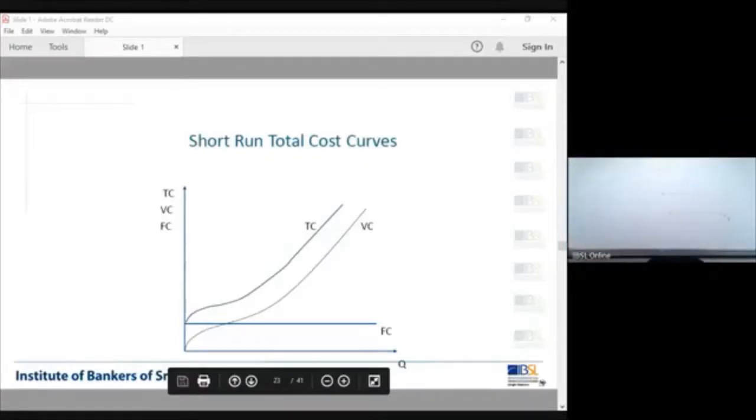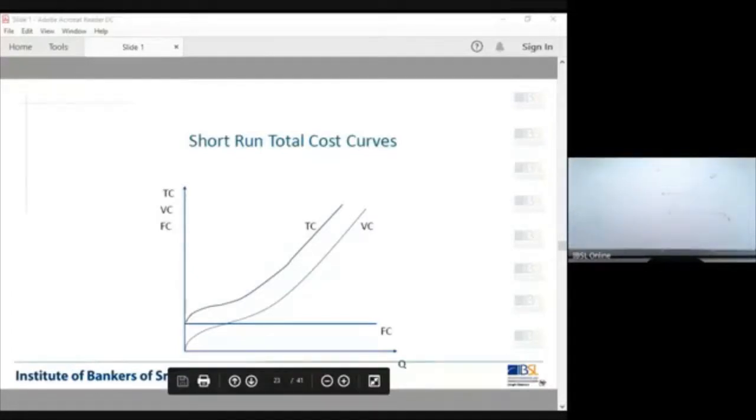But variable costs do vary with the output. Output 0, variable cost 0. Output 10, like that. Generally, the variable cost curve is like this. Fixed cost curve versus variable cost curve.